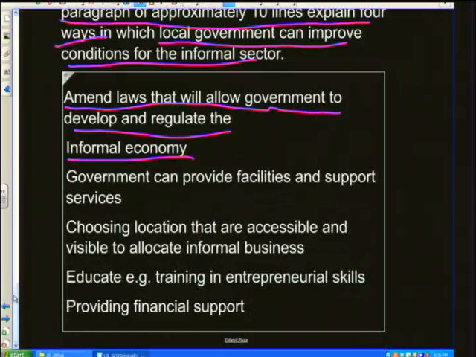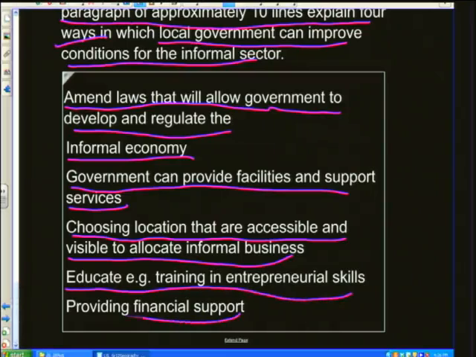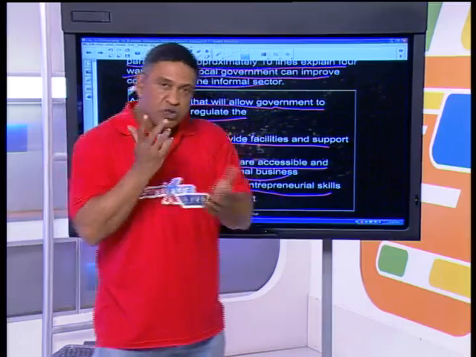Okay, government can also provide, as we said, the support services, which you've done already. Early on, we've done it. So here it is in the answer. Choosing locations that are accessible and visible to allocate informal businesses. Educate, that means training, all right, and providing financial support for people. So basically, it's the same thing, just that we have to explain it a little more in detail than when we're listing the factors. And that's where we need to get it.